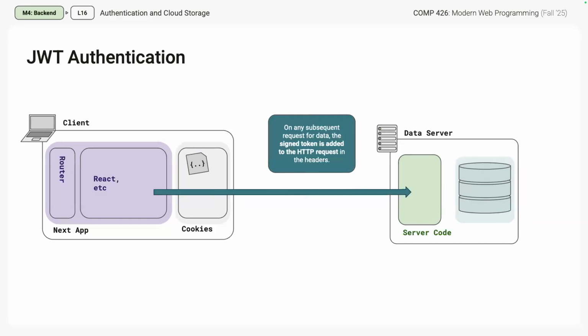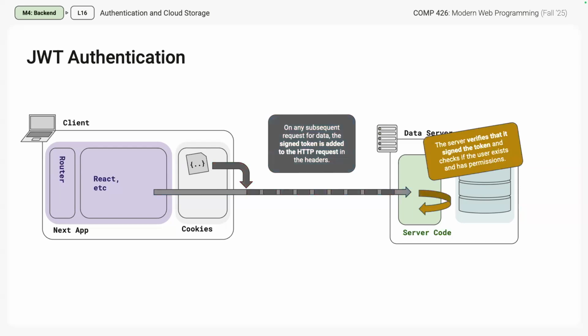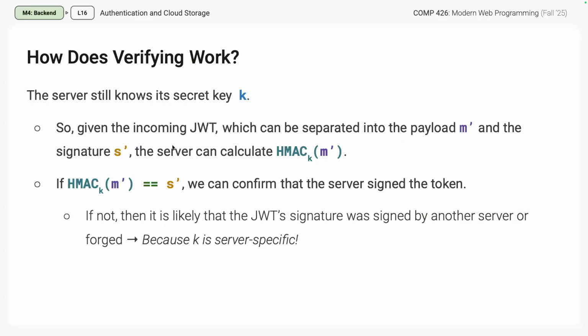And then on subsequent requests, for example, if I'm trying to get some sort of bank data again, I will pass this token back to the server. And now the server has to verify that the person making this request is actually authenticated. The way they'll do that is it'll take the incoming token, which contains both the payload and the signature. In this case, I've marked this here as M prime and S prime to denote that these are the new token that's coming in.